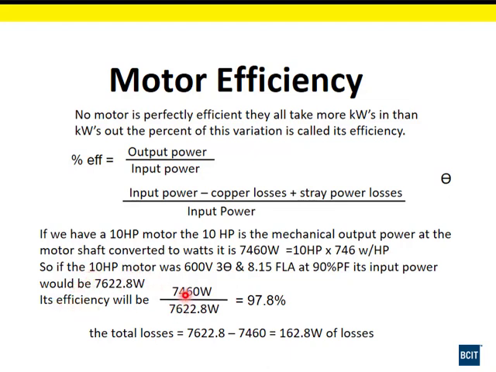To find the efficiency, it's just a matter of dividing our output power, our 7,460 watts, divided by our 7622.8. That's going to give us a 97.8% efficiency. So the total power losses in that situation will be 162.8 watts of losses.